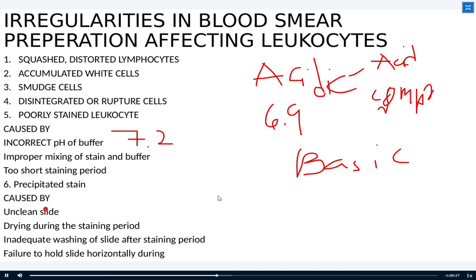Another one would be your precipitated stain. So the stain precipitates on your smear, and you may see different colors of artifacts. Possible causes for that are an unclean slide, drying during the staining period, meaning you did not follow the process in sequence, inadequate washing of the slide after the staining period, and failure to hold the slide horizontally during staining.